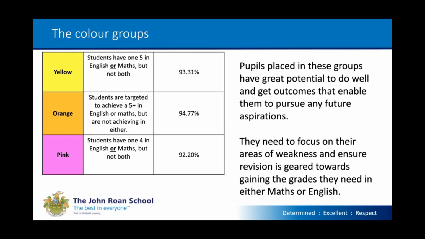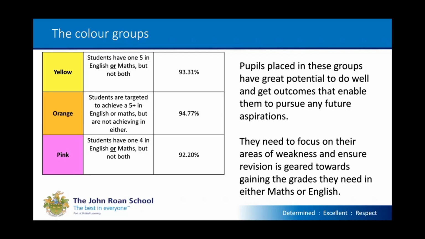We then go on to these three groups, the yellow, the orange, and the pink. Now, students in these groups are in a position where they are close to or have the ability to achieve the outcomes they need, which is either a 4+ in English and maths or 5+ in English and maths. Students in the yellow group would have achieved one grade 5 in either English or maths. However, they've not achieved grade 5 in both of them. Students in the orange group are targeted to achieve a grade 5 in English and maths, but currently will not be achieving a grade 5 in either of them. And students in the pink group would be targeted to achieve a grade 4 in English or maths, but currently not doing them in both.